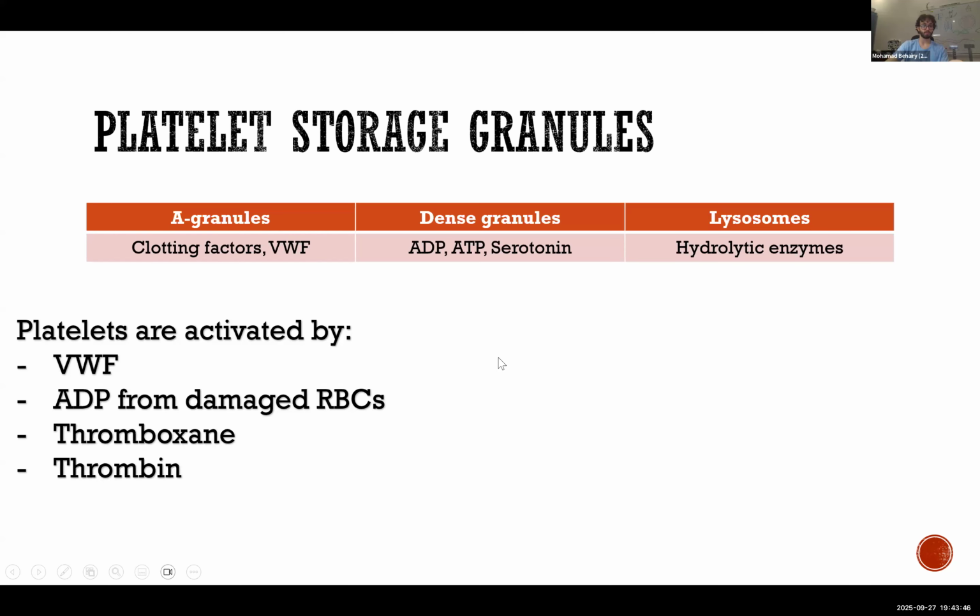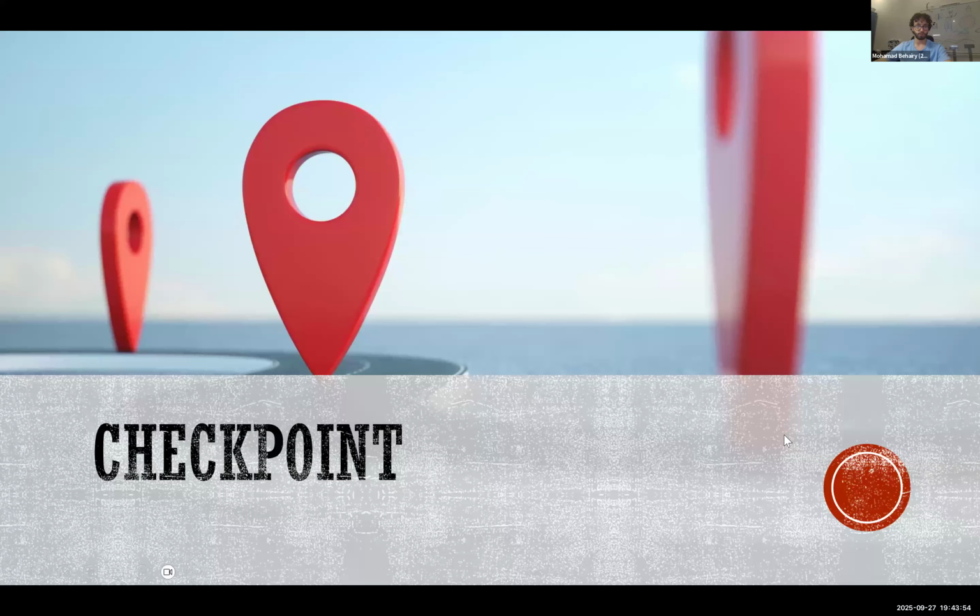As we said, we also have thrombin. With thromboxane, we will talk about it in detail with coagulation. But the ones we talked about were thrombin and von Willebrand factor. Okay, let's go to the next checkpoint. Do you guys have any questions? So officially we finished the first lecture.